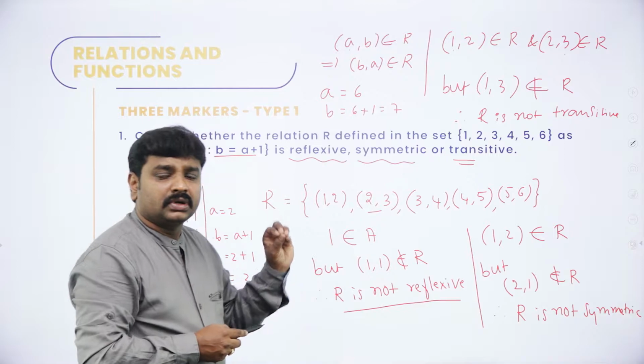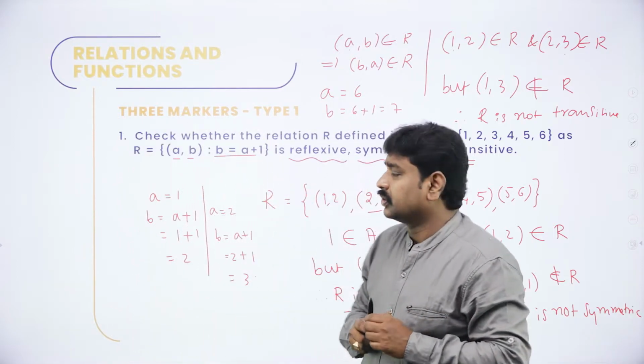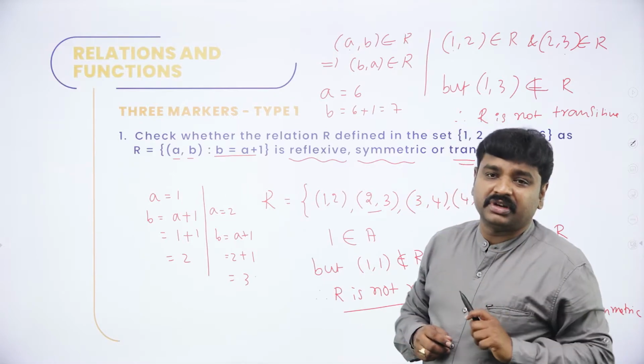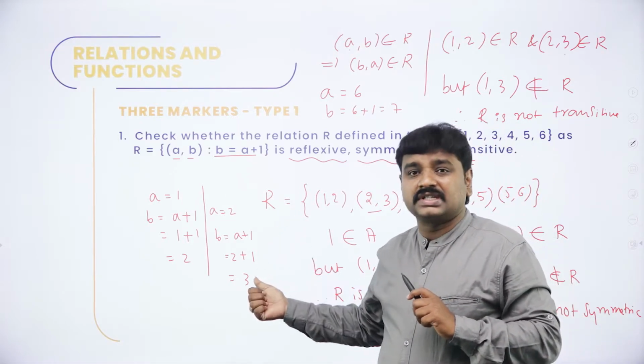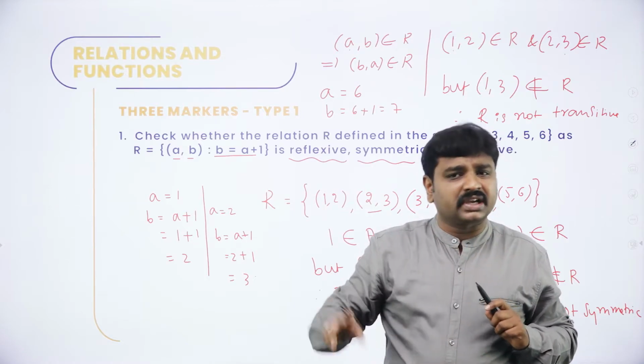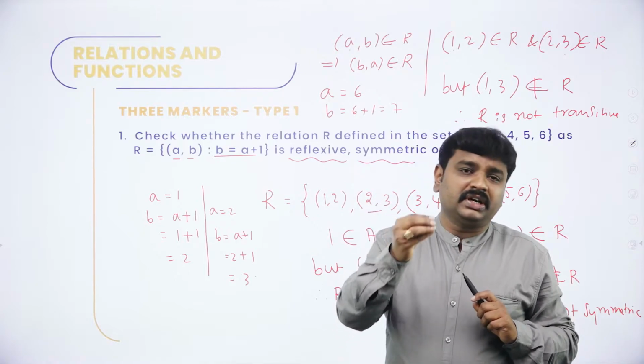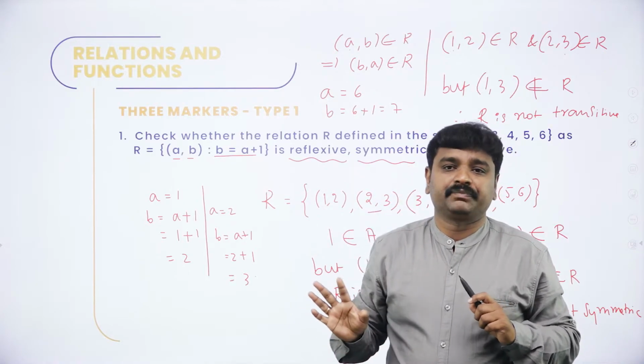Now I hope all of you understood. It's a type 1 problem. So to disprove, any one example is enough. So if you want to say it is not reflexive, give one example. If you want to say it is not symmetric, again give one example. And if it is not transitive, prove that with one example, that's it.